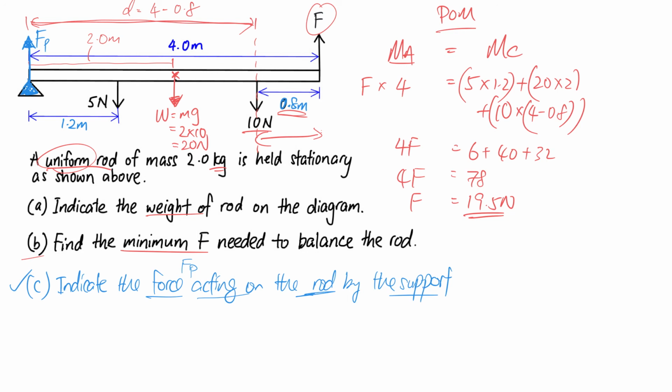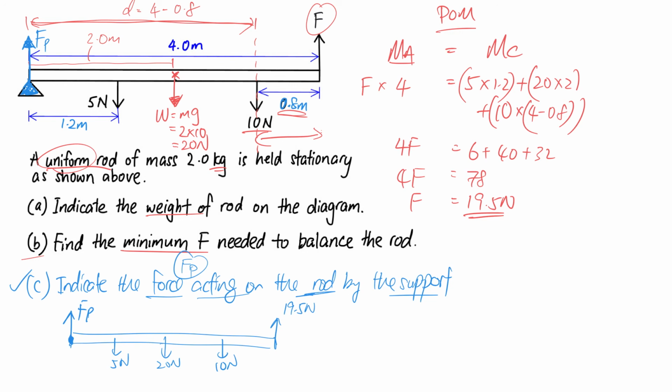So lastly, if I ask you to find the magnitude of the FP that's acting on the rod by the pivot, how are you going to do it? You're going to apply net force equals 0, Newton's first law. Let me sketch out the free body diagram for the whole rod, which will help you to visualize. This is the unknown F that you found in part B, and the answer is 19.5 Newton. And this is the weight, 20 Newton, pulling down the rod. Likewise for this 10 Newton, this 5 Newton. And that's why this FP has to be upwards. So this may be clearer to you.